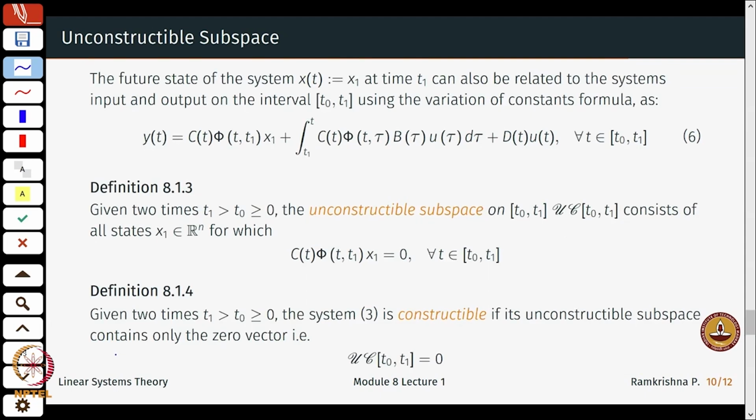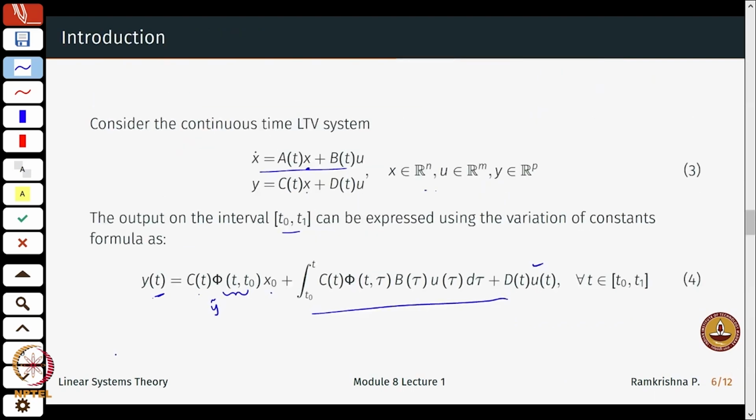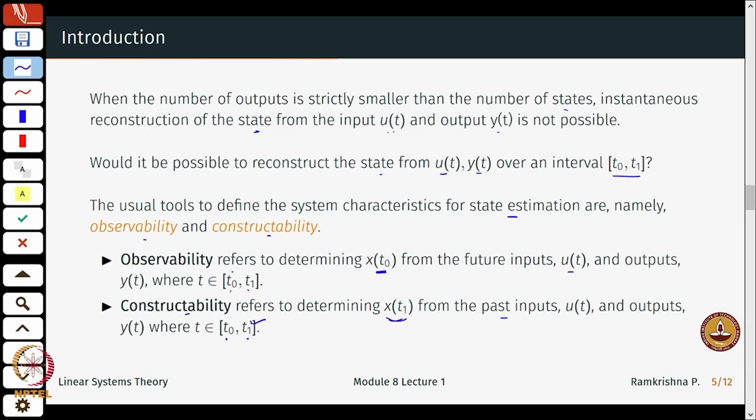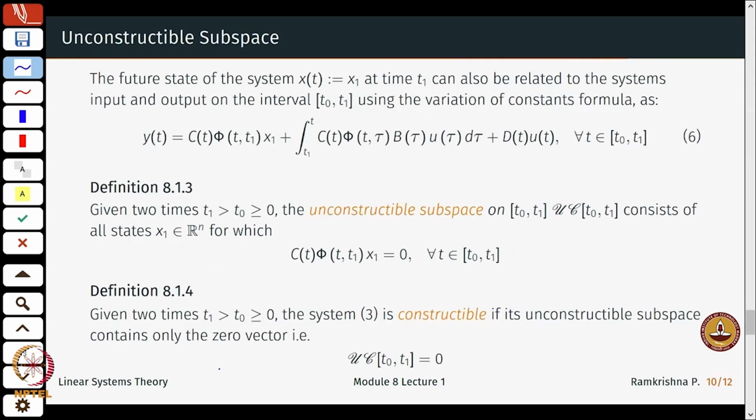So, what is the definition? When I talk of constructibility, I am looking at finding this T1 given the set of measurements of u and y between T naught and T1. Okay. So, the future state of the system x at T1 can also be related to the system's input and output. Again, you use the same formulas that we derived earlier. I will not go into the derivation of this. Okay. So, what does the definition say?